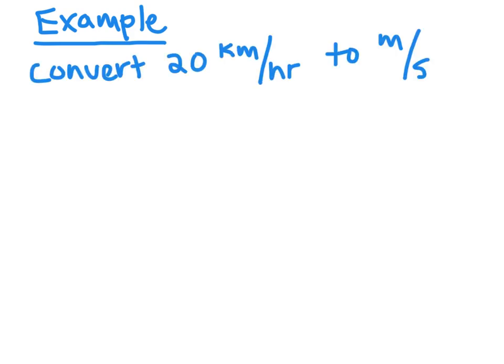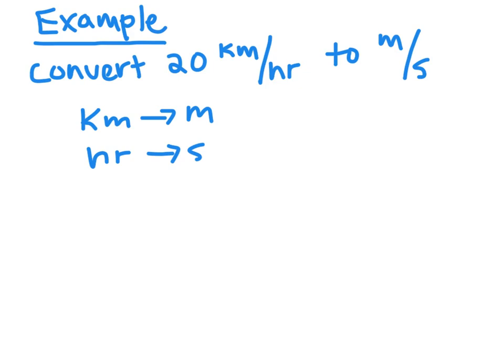Now, for this one, guys, we're actually going to have to set up 2 different types of things, but it can all go on one set of train tracks. So I've got two conversions. I have to convert kilometers to meters, but I also have to convert hours to seconds. So when I choose my conversion factors, I'm going to have two different conversion factors.